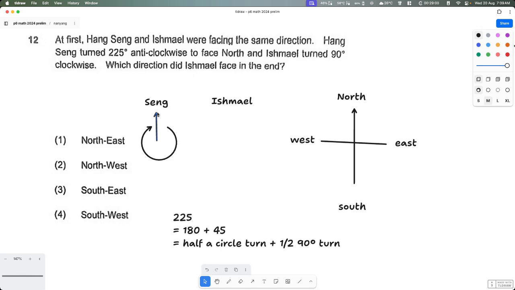Okay, so we want to reverse it so that we know where they both were facing, right? So 180, so that means this is 180, and then 45. So let me draw a line over here as well, like this. So Sam was facing north. Anti-clockwise is this way, right? Okay, sorry, this is anti-clockwise. Apologies. So we need to do the reverse, right?